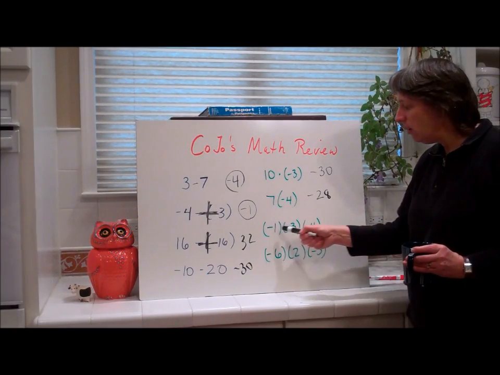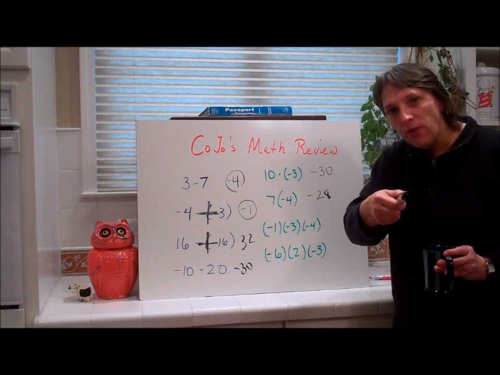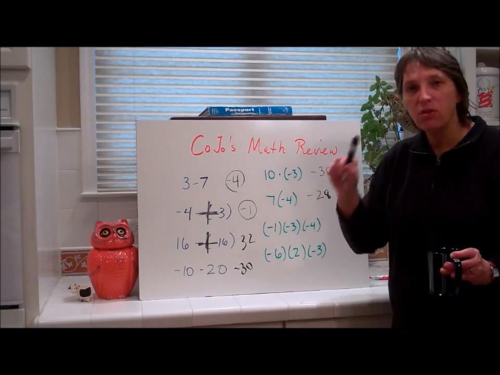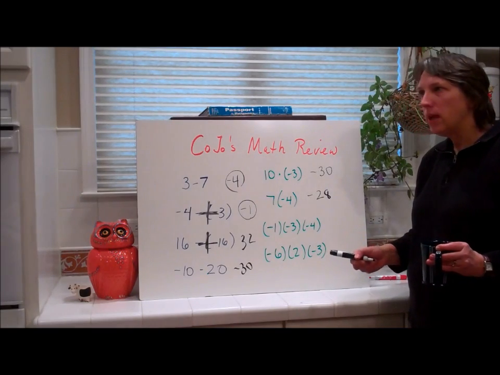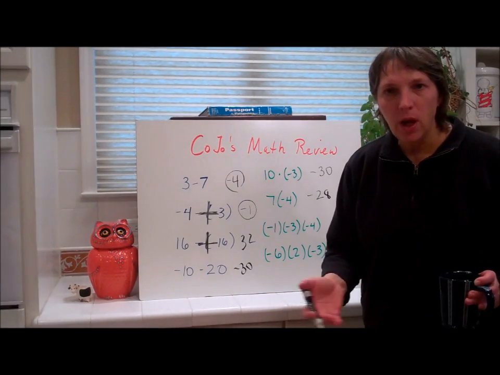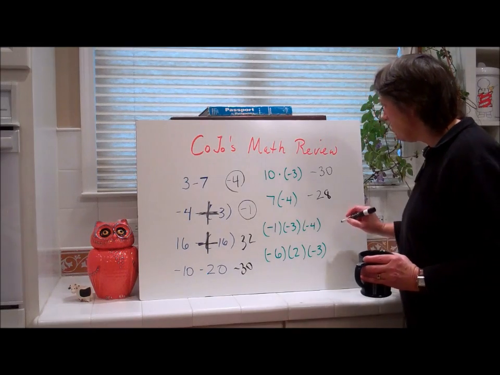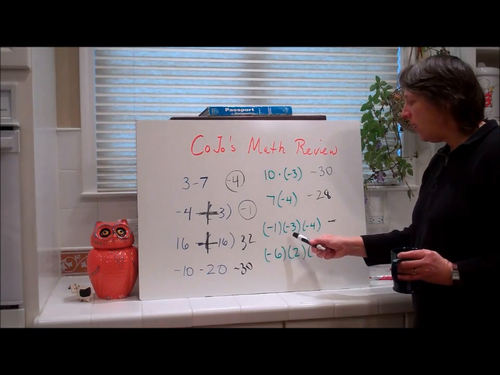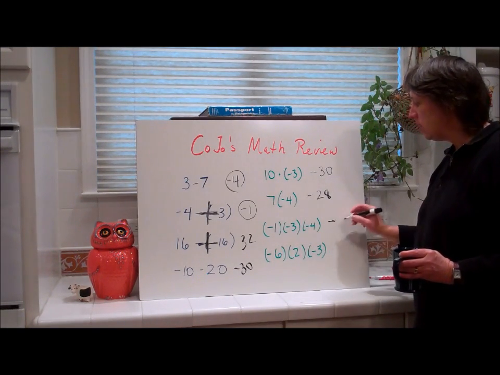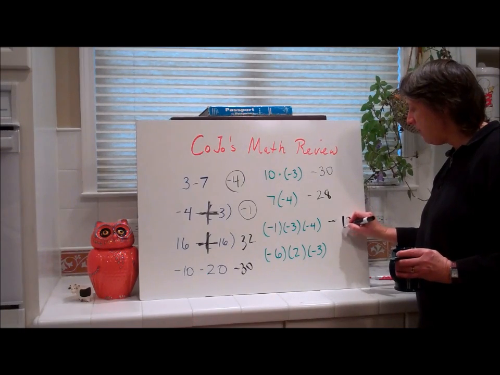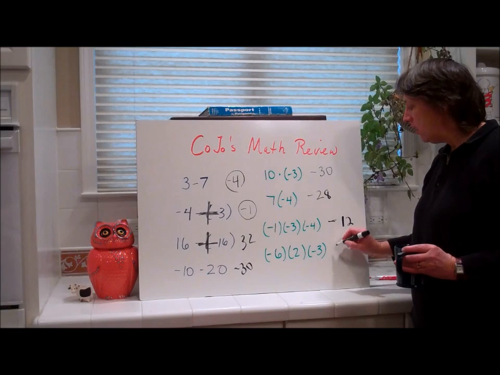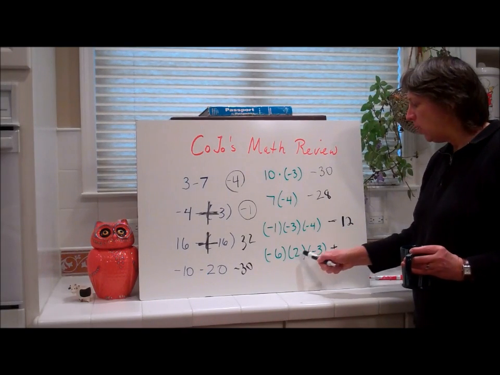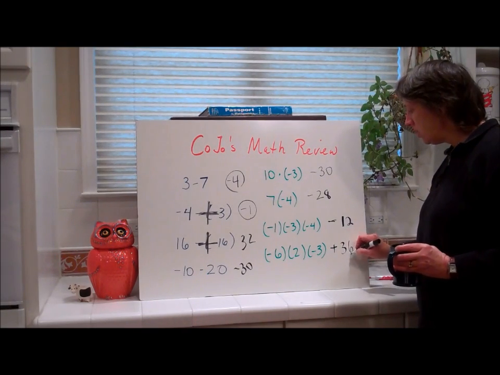What do you do here? You have three numbers. You count the negative signs first and determine if the sign is positive or negative. 1, 2, 3. 3 negative signs. I'm multiplying. Odd number, the answer has to be negative. So now I go 1 times 3 is 3 times 4 is 12. I do that after. Here I count the negative signs. 1, 2. The answer is positive. 12 times 3 is 36.